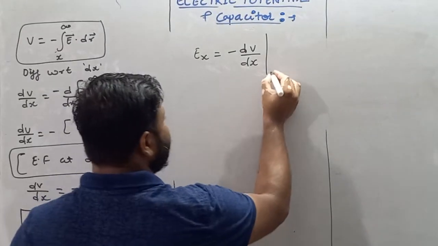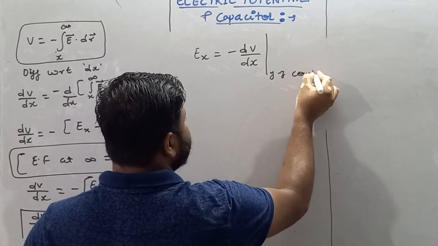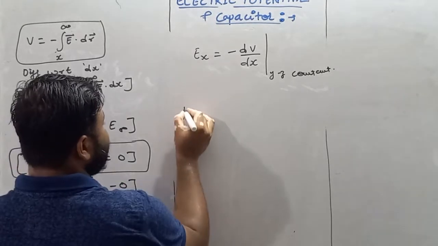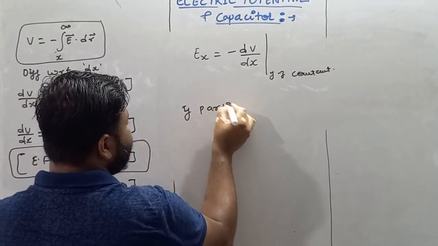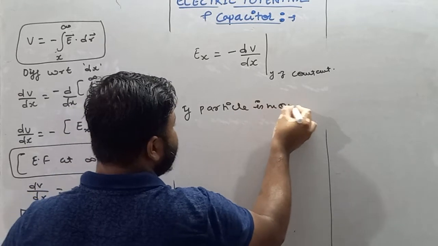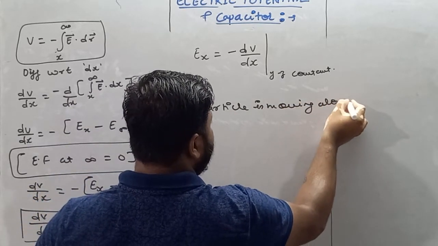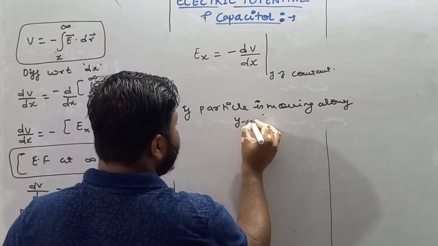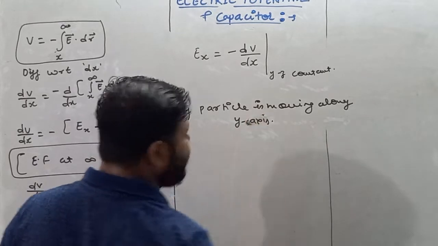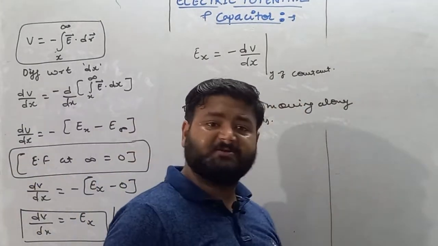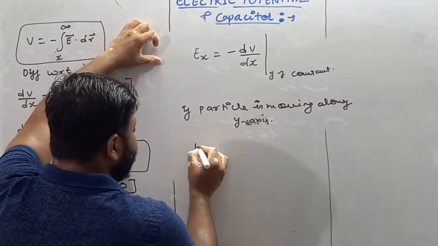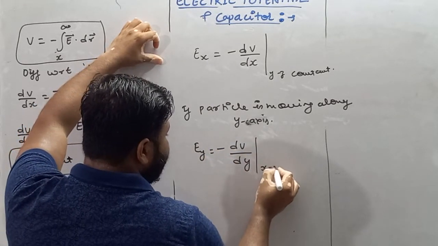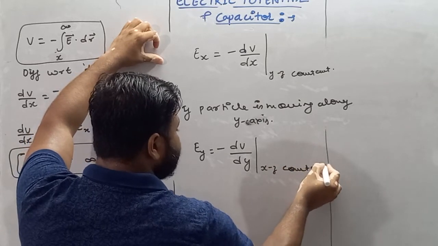So I'll write here keeping y and z constant. Similarly, if the particle is moving along the y-axis, then what happens? x and z remain constant. So it will be Ey is equal to minus dV by dy, keeping x and z constant.